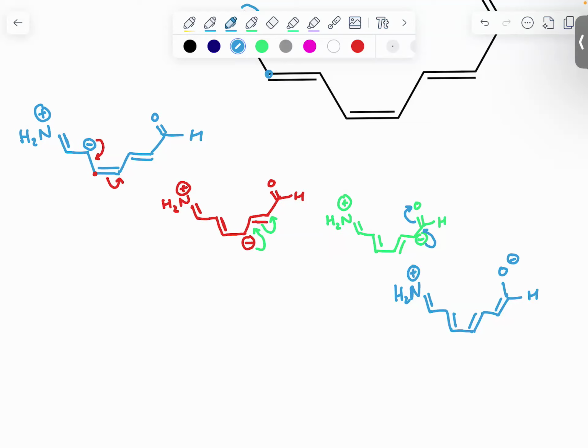Now, with this structure, the only place that we could push further electrons is back down, which would just give us the same structure, and we would move backwards down the pathway until we got to our original structure. So this is all of the possible resonance structures for this structure.